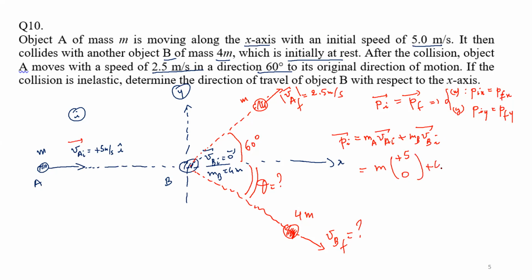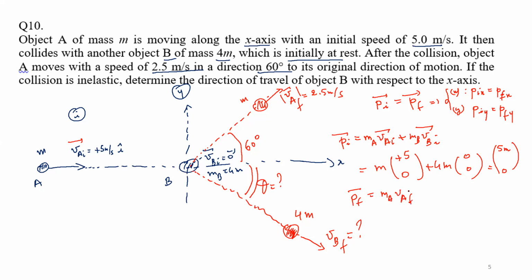MB is equal to 4M. VB initial along X or Y are both 0. This is my PA, my total linear momentum initial. So along X, I will have 5M, and along Y, I will have 0. On the other hand, my P final, I will have what?